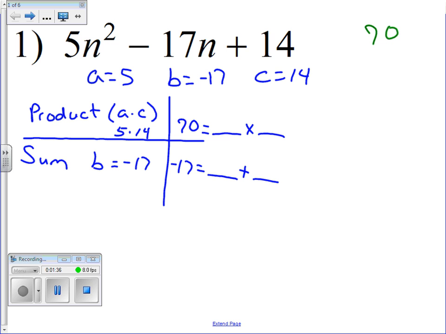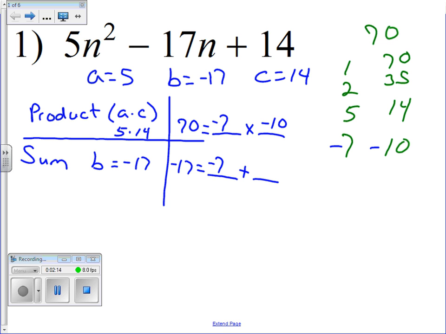Well, let's go through the factors. 1 and 70, 2 and 35, 5 and 14, 7 and 10. Now, either both numbers are going to be positive or both numbers are going to be negative. So in this case, I'm looking for a negative 17. Negative 7 and negative 10 fit the bill. So negative 7 times negative 10 and negative 7 plus negative 10 will give me what I'm looking for.